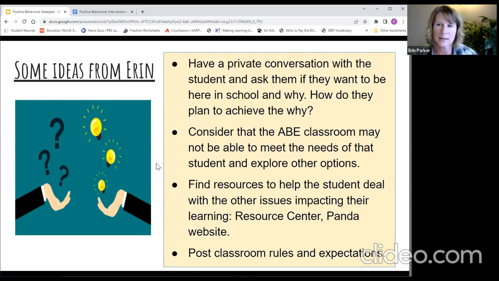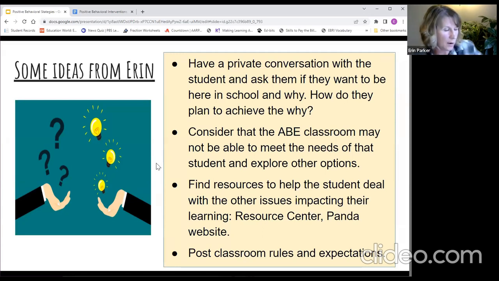And with that student, it was a great option for him. He was actually excited when we figured out that there's a program that he would fit into, and it is an alternative program. So it was helpful. And then finding resources to help the student deal with the other issues impacting their learning.